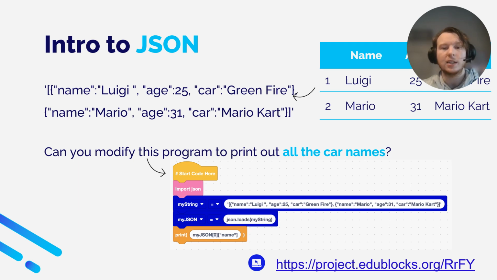What we want students doing next is modifying the program below, which currently has myJSON 0 and name, to instead print out all the car names. And this is the first example where they have to clone and rename a program. So what students will do is go to the link at the bottom of this slide. As long as they're signed in, they should be able to clone this program to their own library and then rename it. And what we want students doing is modifying this program to print out all the car names. This can be easily done by taking out the index. So instead of myJSON 0, just myJSON, and then instead of name, car.